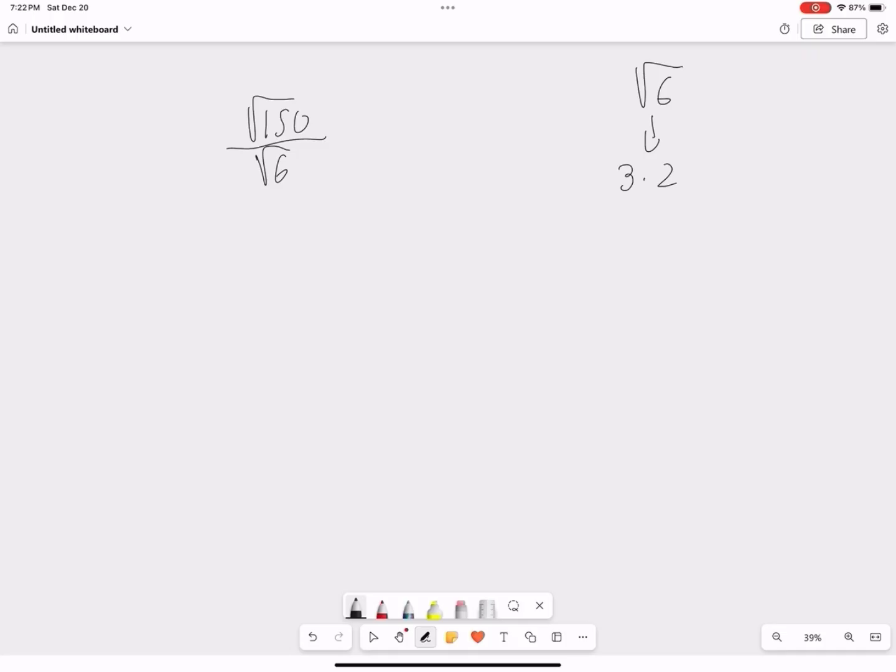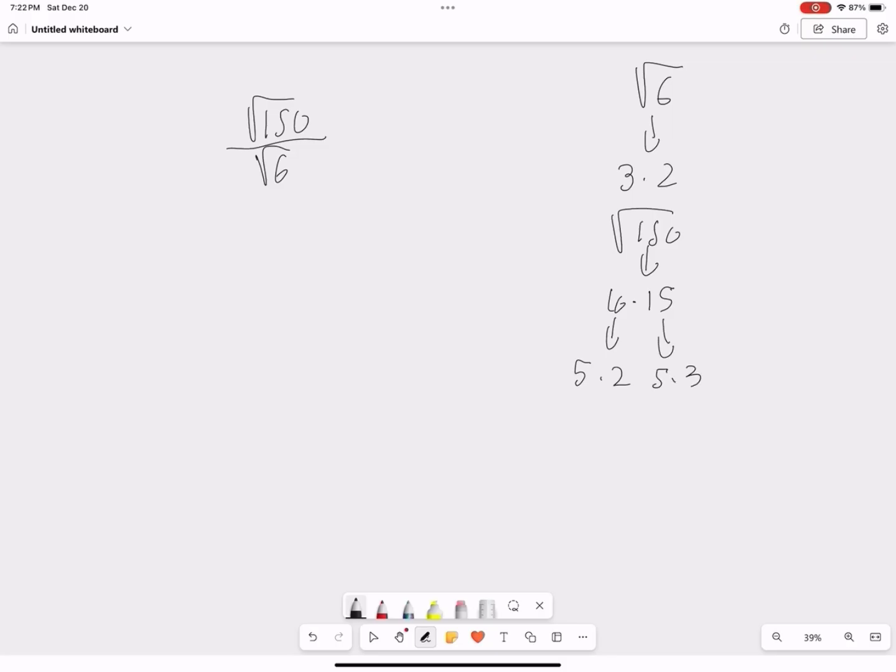Square root of 150 though, let's see. Let's break that down. 150 is 10 times 15. My arithmetic is horrible. There we go. Let's break these two down: 5 times 2 and 5 times 3.